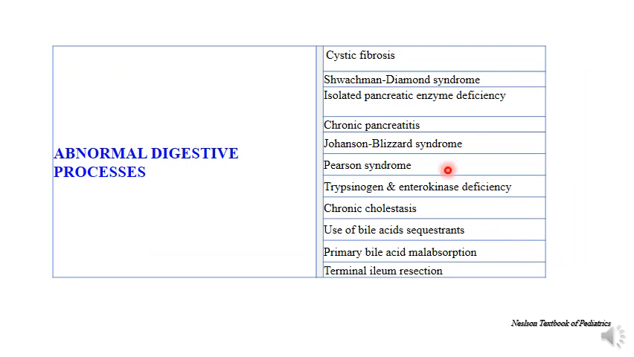Here, abnormal digestive process in cases of cystic fibrosis and Shwachman-Diamond syndrome, which is abnormality in the pancreas, or isolated enzyme deficiency, chronic pancreatitis, Johanson-Blizzard syndrome. All of these are rare syndromes. Also trypsinogen, enterokinase, chronic cholestasis, use of bile acid sequestrant in cases of chronic liver disease, and bile salt retention, which causes the itching. So use bile salt sequestrant, primary bile acid malabsorption, and terminal ileum resection.